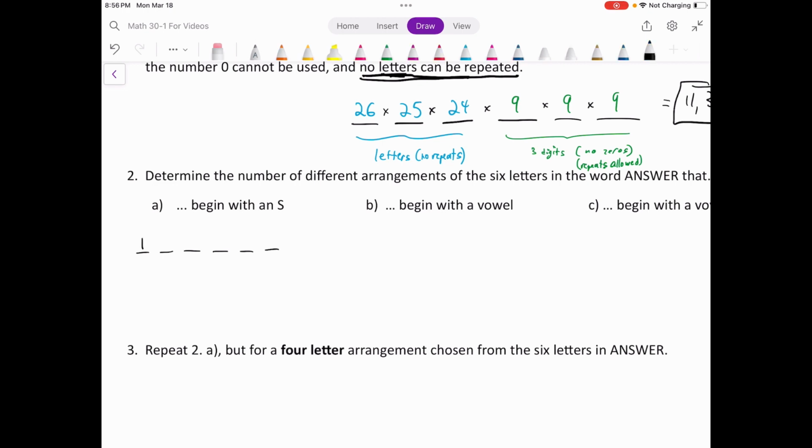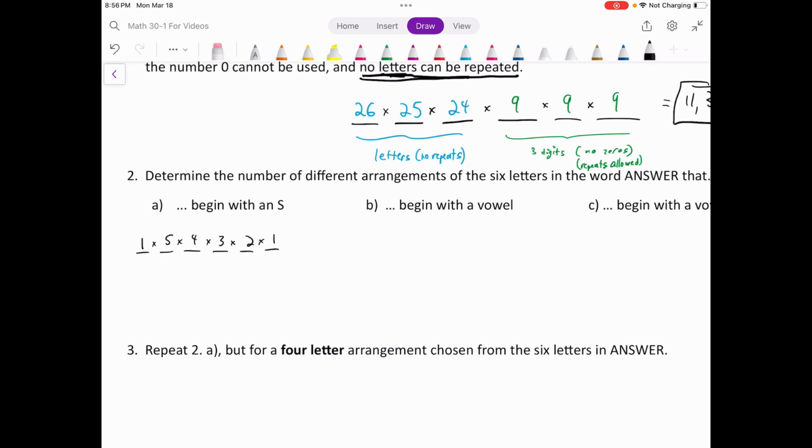That's it, okay? But then I'm allowed to use any of the other 5 that are left. I've used the S, but I've still got A, N, W, E, R. I could choose any of them to go here. So I've got 5 options left here, then 4 options left here, then 3, then 2, then 1, right?